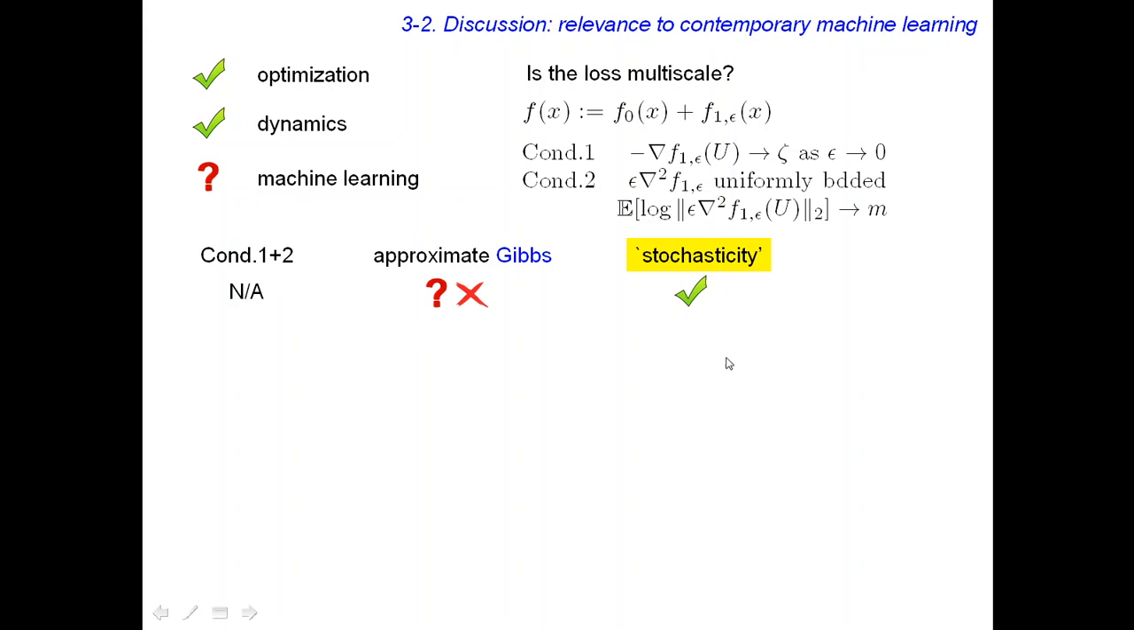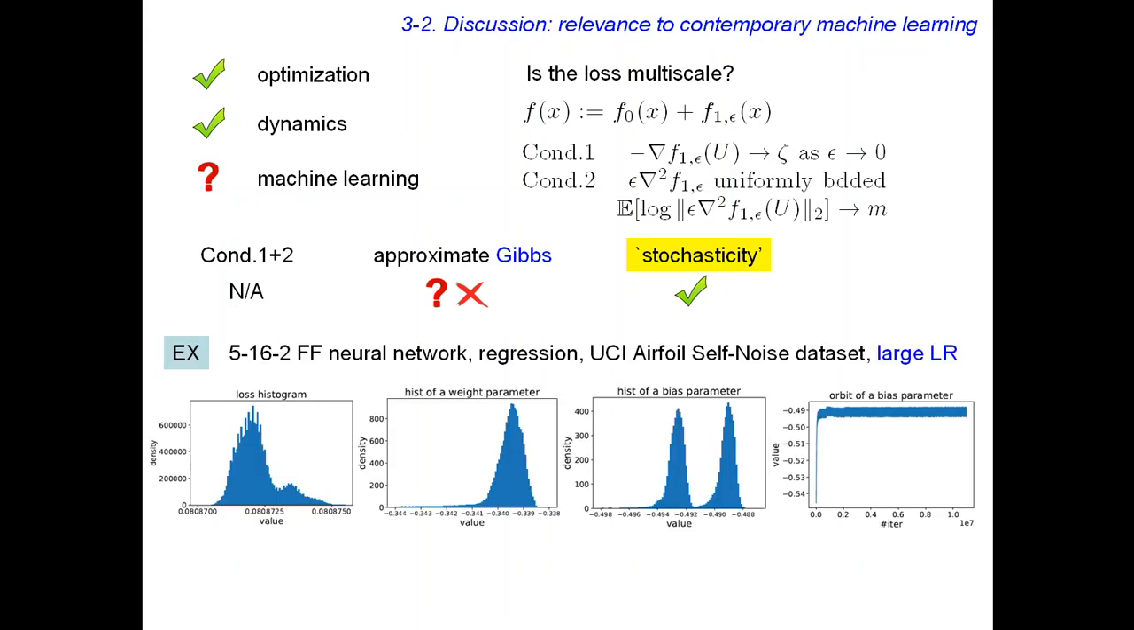And in this case, we still observed stochasticity. So the theory is certainly not including all the situations. So what is unclear is whether you will still have approximate Gibbs distribution, and I would say that it's unlikely you will still have it, but there are certainly cases where condition 1 and 2 are not met, but we still have stochasticity, and in fact here is one. So this is about the training of a neural network. More precisely, it's a relatively small feed-forward neural network that we train on some UCI data set to do regression. And our training, of course, uses a large learning rate.